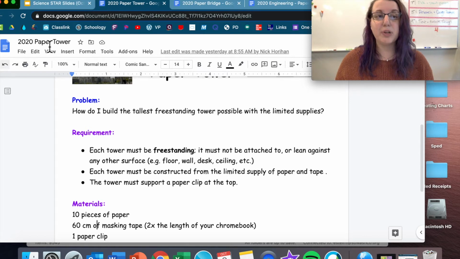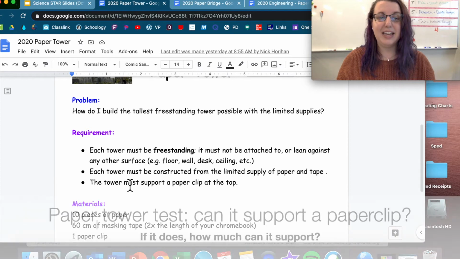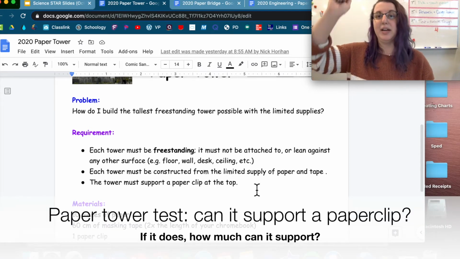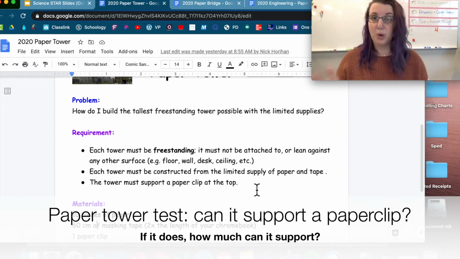For the paper tower, you are going to be testing to see if you can make a freestanding tower, not attached to anything, whether it's the floor or the ceiling. Be weird if it was the ceiling. The floor or the walls or anything like that. It must support a paperclip at the top. So your test is building the tower and putting a paperclip on top. If one paperclip is supported, how much can you put up there? How much can this tower support? That's what you're testing.